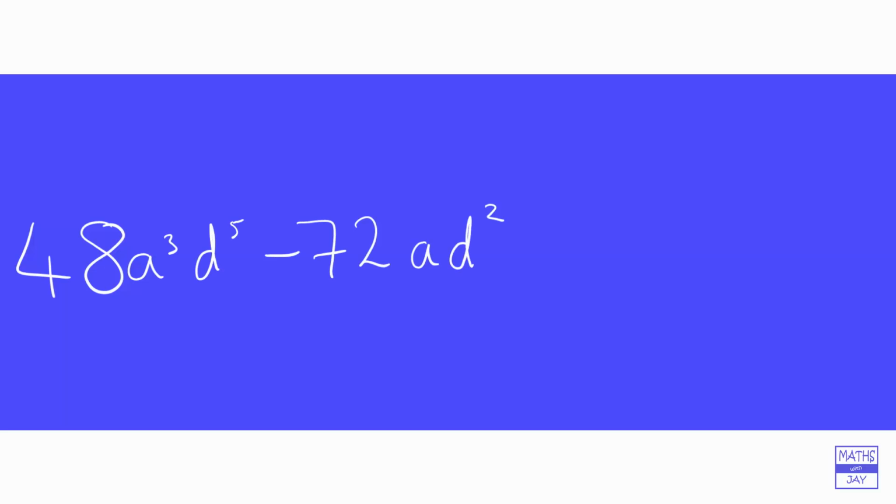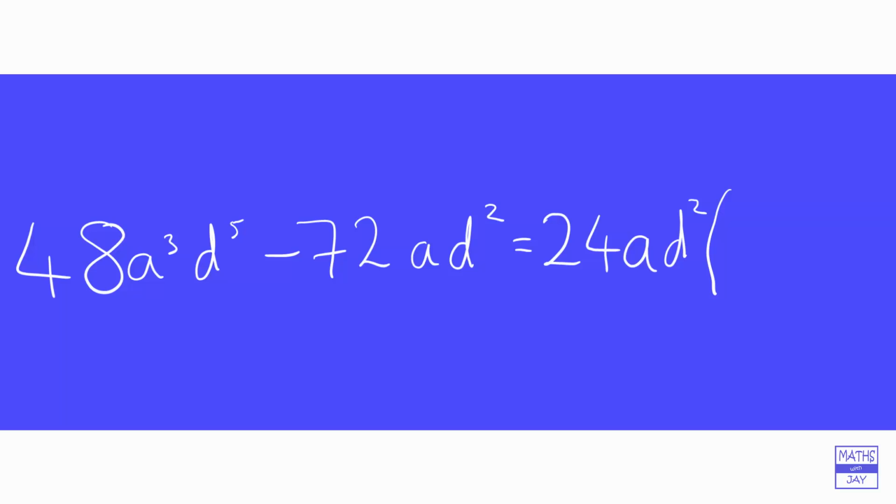And now we'll look at one where we've got some higher powers. So we've got 48 times a cubed times d to the power of 5 minus 72a d squared. So let's look at the numbers first of all. So we're looking for the highest common factor of 48 and 72. So that's 24. And then looking at the a's in each of our terms, well, we've got a cubed in one and a in the other. So the highest common factor for that will be a. And then looking at d to the power of 5 and d squared, the highest common factor of those will be d squared.